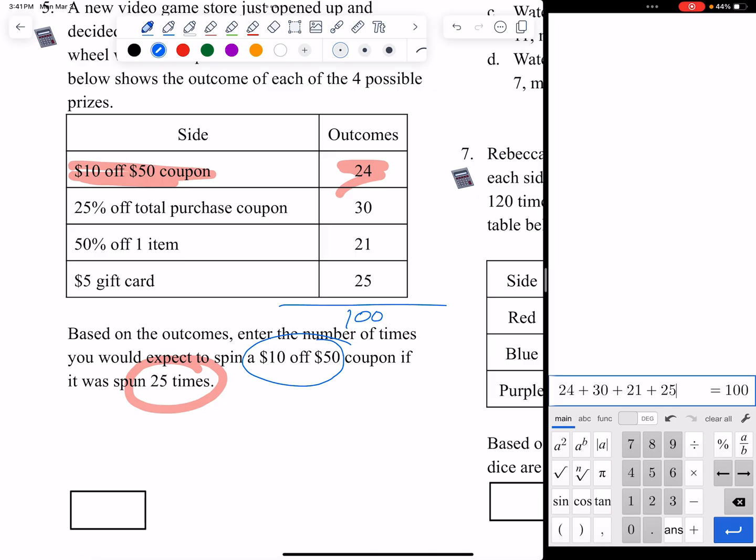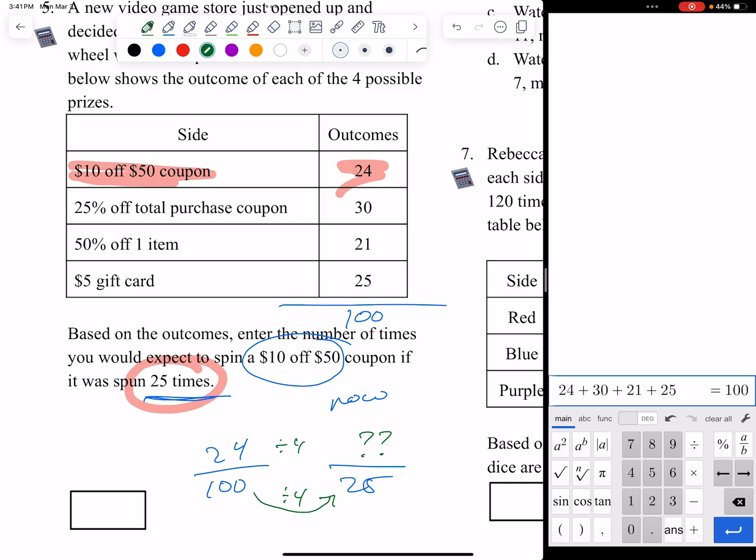So for my first outcome, right, I had 24 out of 100. But now I don't have 100 spins. I only have 25 spins. So then the question is, how much do I expect to get? So in other words, how did I get from 100 to now 25? I divided by 4. So if I do it to the bottom, I got to do it to the top.